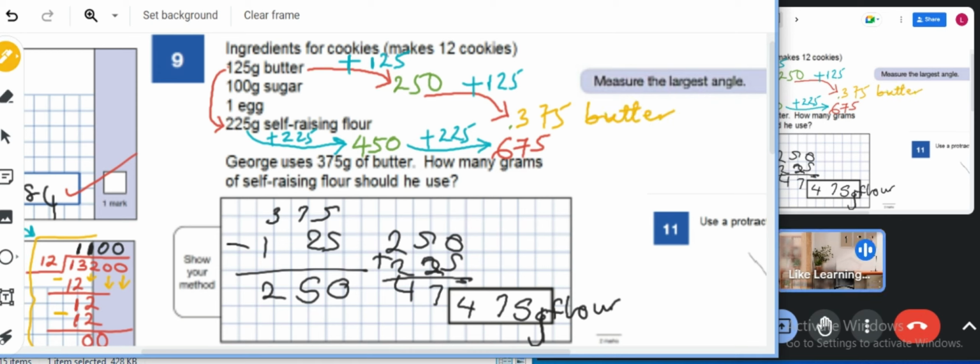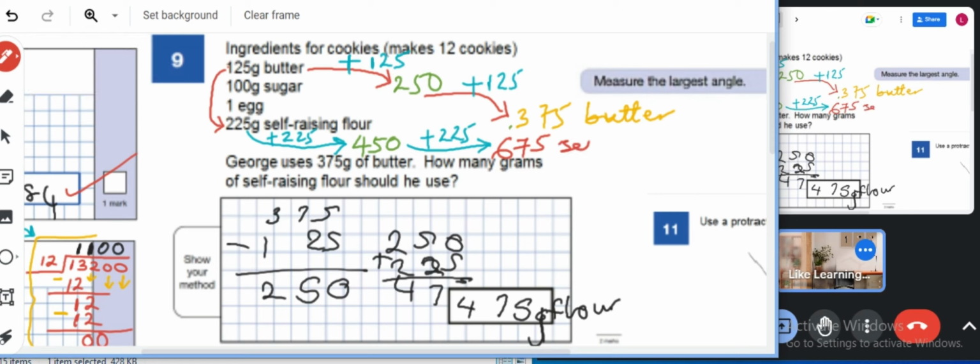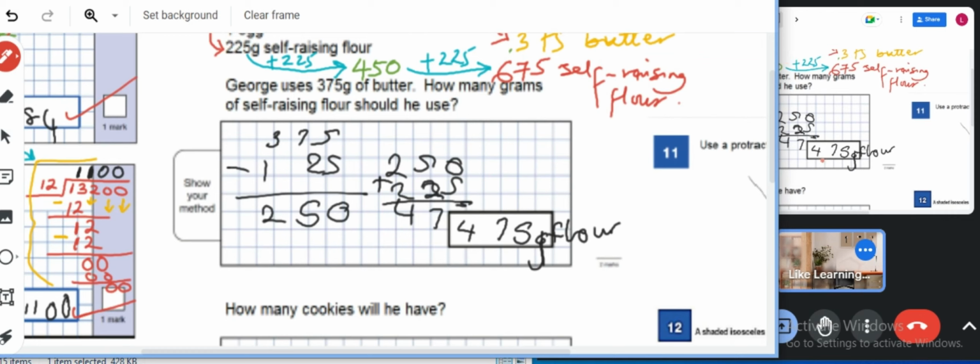We require 675 self-raising flour. I hope that's clear. Yes, sir. So the correct answer is actually 675.